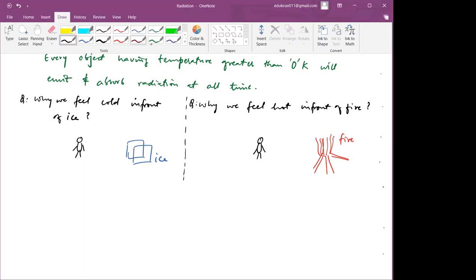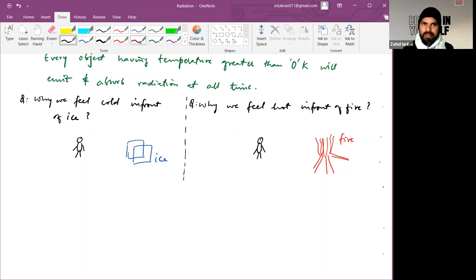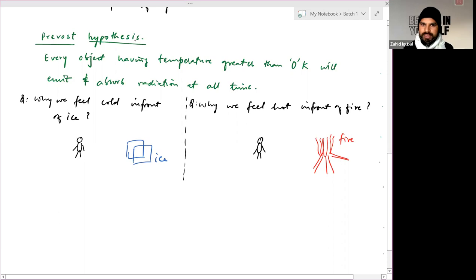According to Prevost's hypothesis, every object having temperature greater than 0 Kelvin will absorb and emit radiation at all times. So first, try to calculate the temperature of these two interacting bodies. In general, the human body has a temperature of 37 degrees Celsius. If you convert it into Kelvin, it will be 310 Kelvin. Similarly for ice, 0 degrees Celsius, so in terms of Kelvin, it will be 273 Kelvin. Is it clear?